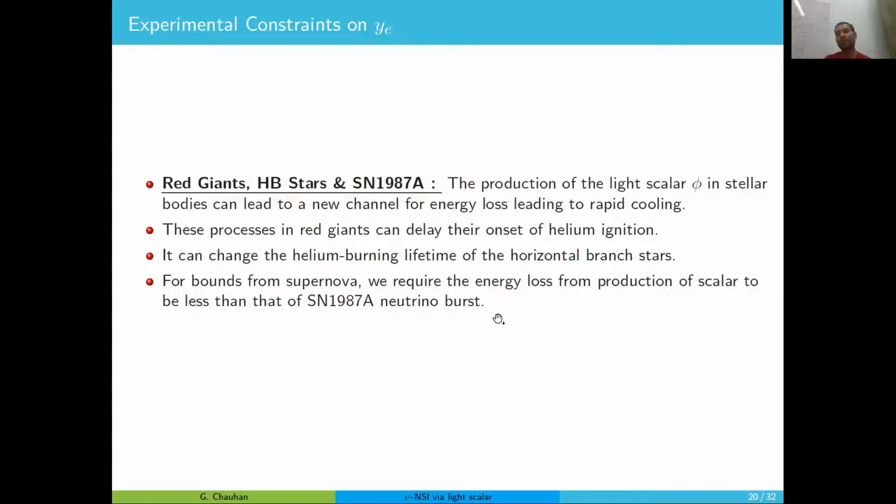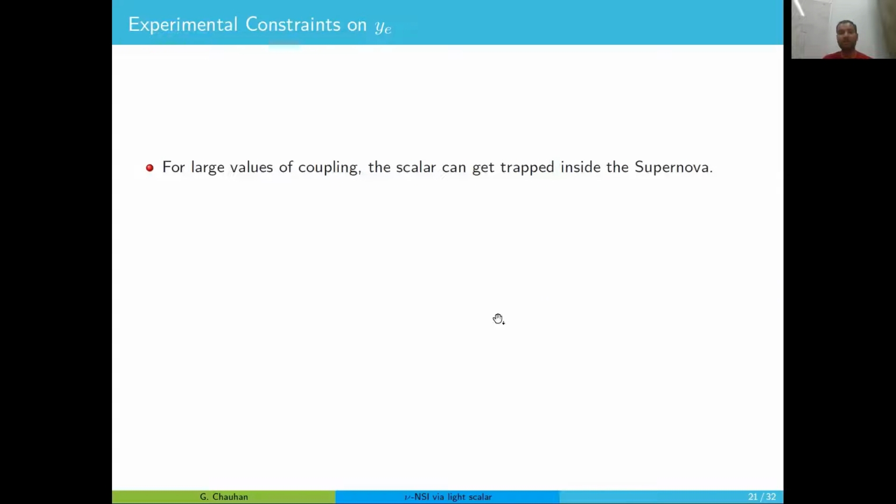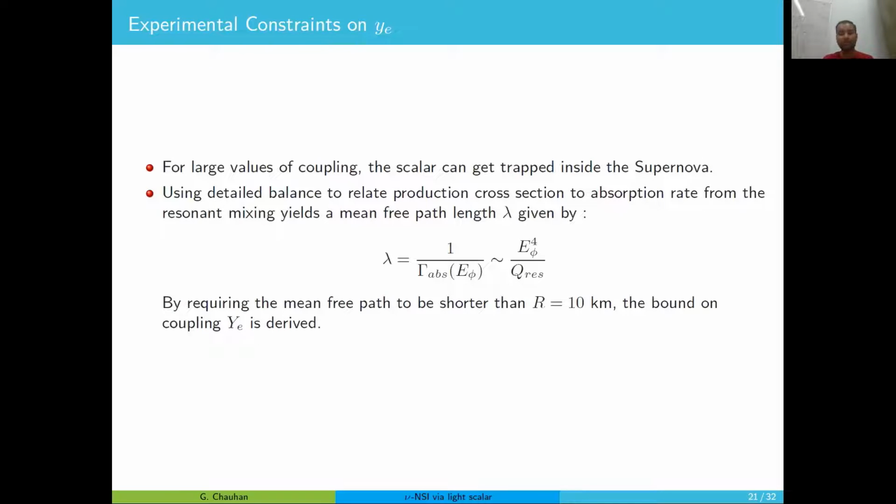But for the case of supernova, there is another interesting bound: for large values of coupling, the scalar can actually get trapped inside the supernova, and in that case there are no bounds on this coupling above a certain value. This happens because if it gets trapped, there is no energy loss, and then you cannot use the previous reasoning to put a bound on that coupling. You can find it by calculating the mean free path length, and if it's smaller than the size of the supernova, like this proto-neutron star that is formed after the explosion, then the bound on coupling y_e can be derived.